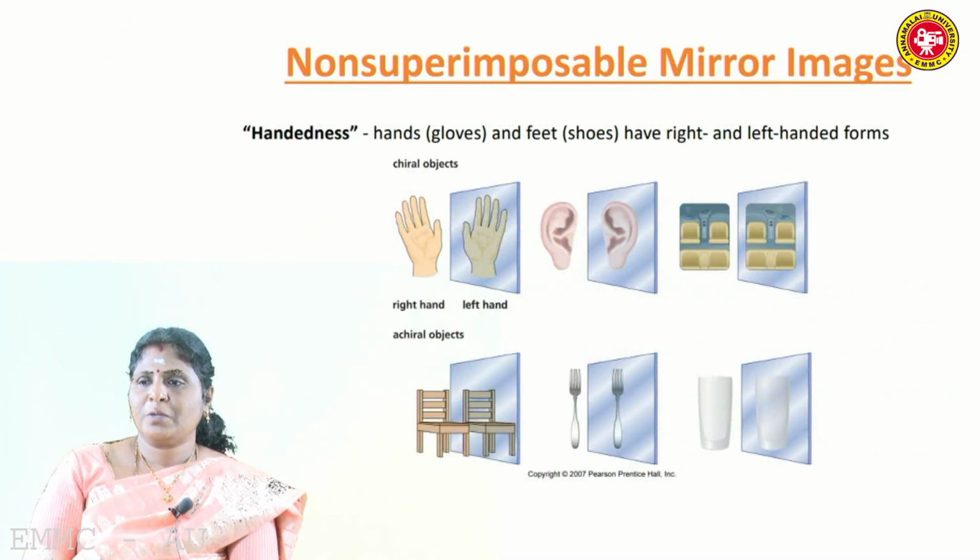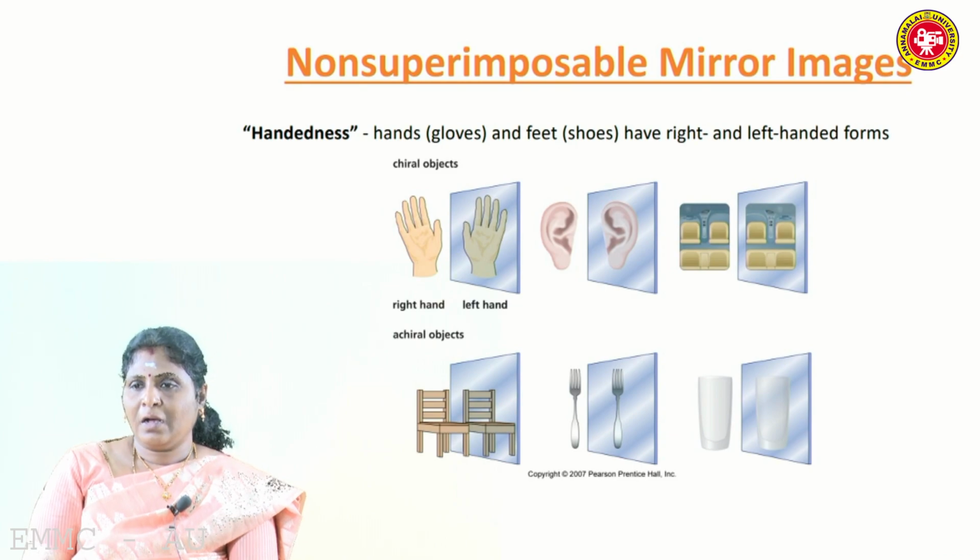Some of the non-superimposable mirror images are given here. Our 2 hands and 2 ears are mirror images of each other, but they are non-superimposable to each other.